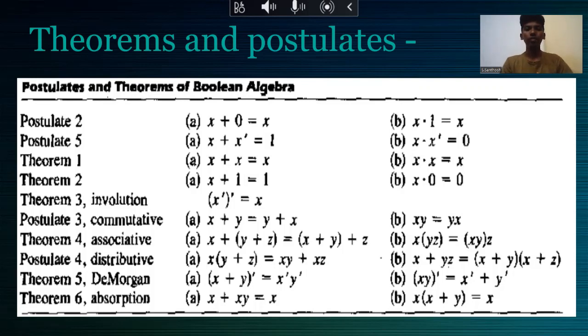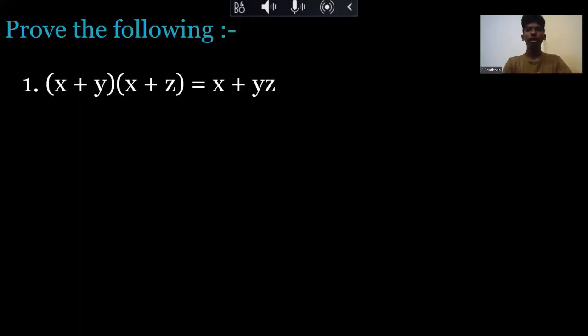And then theorem 1, where x plus x equals x, and x into x is also equal to x. Now theorem 2: x plus 1 equals 1, and x dot 0 equals 0, etc. We have all the theorems listed over here that we'll be using in Boolean algebra. So let's see a few problems related to that, where we'll be using all these theorems.